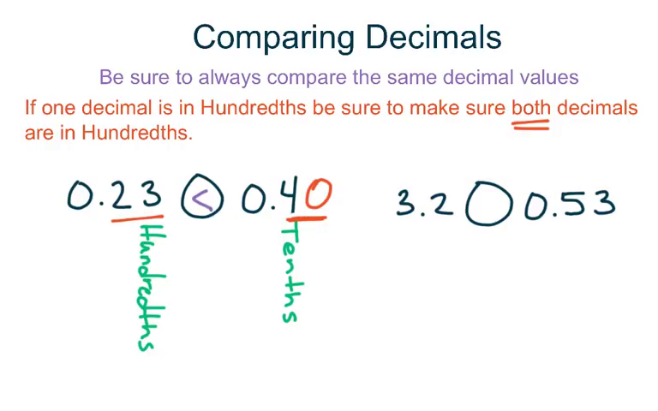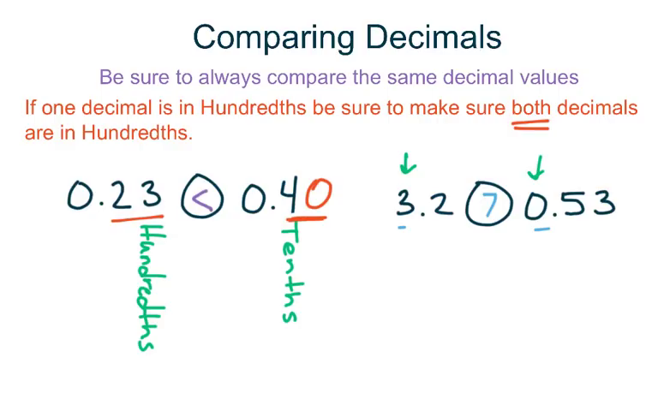So make sure you add that 0 to make both of these decimals hundredths so that we're comparing the same values. When we have a whole number and a decimal, remember that we're always going to compare our greatest place value first. So we're always going to start comparing, in this case, in the ones place, or whichever place value is all the way to the left. When we do this, we can see that 3 is greater than 0, so 3 and 2 tenths is greater than 53 hundredths. That's all about comparing decimals.